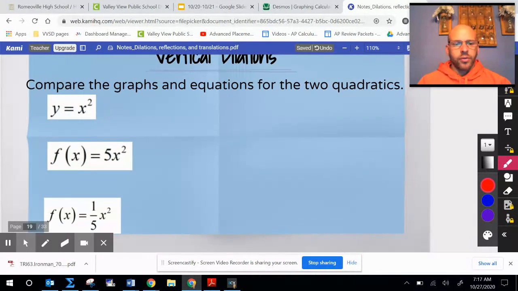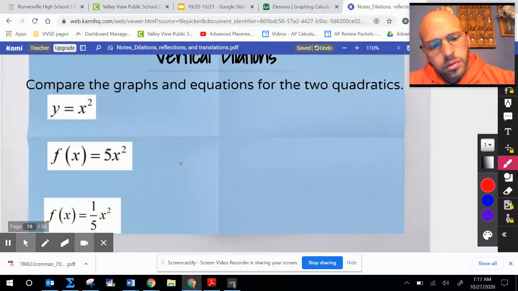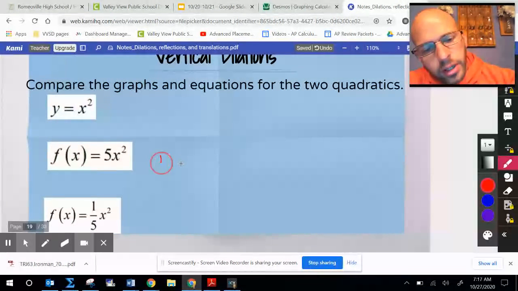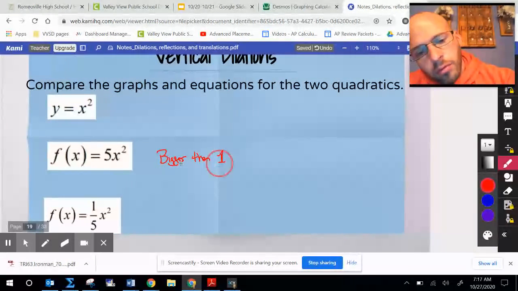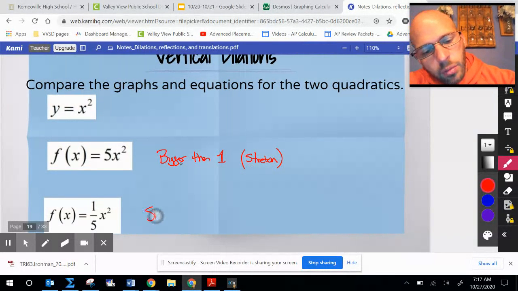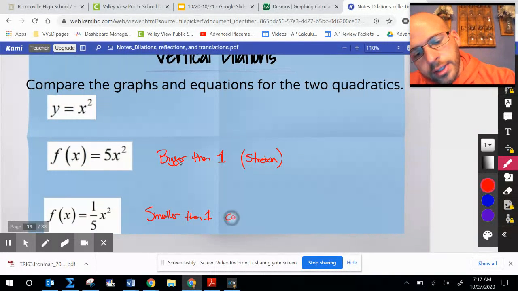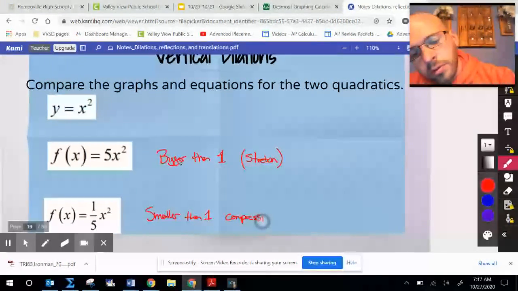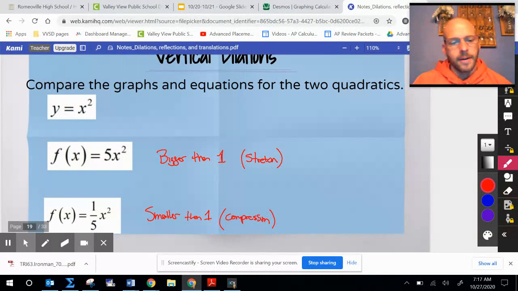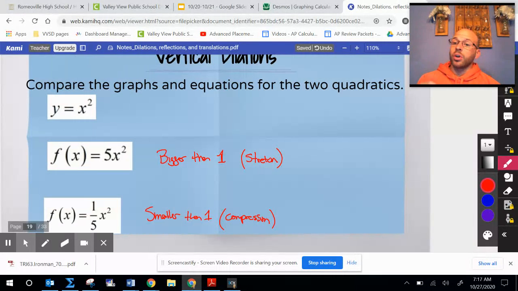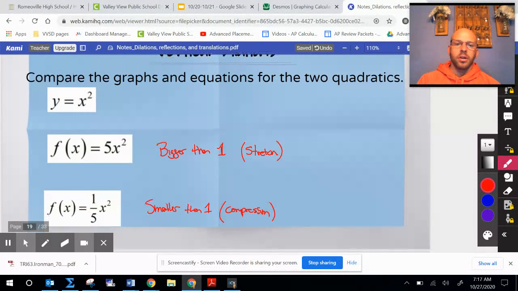So, just kind of quick review. When it's bigger than 1, you're going to have a stretch. When it's smaller than 1, it's going to be a compression. Okay, so that's the idea. And then always remember previous lesson, if it's negative, it also has a reflection. We'll do some of those too.